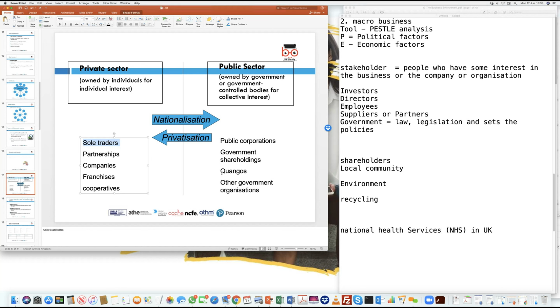There are other types of public sector businesses. One of them is called quangos, which are semi-government organizations. That means they are partly private and partly owned by the public sector, or basically members of the public.